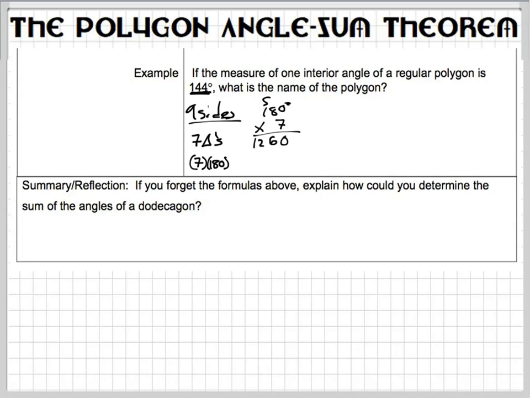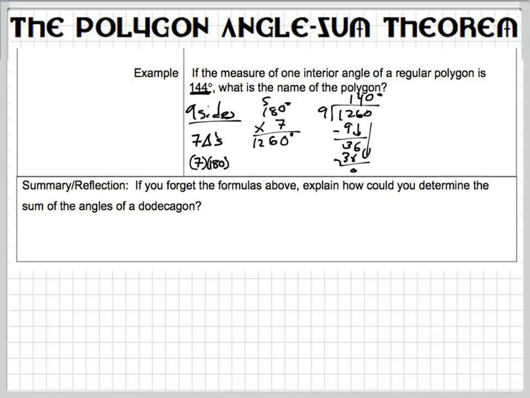But I want just one interior angle. The problem says if one interior angle of a regular polygon is this, what is the name of the polygon? So this is the sum of the nonagon, right? How do I find the measure of one angle? Divide by 9. So if I divide 1260 by 9, I get 1, I subtract, I get 3, I bring down the 6, I get 4. So it's 0. I get 140 degrees. And so it's not a nonagon.